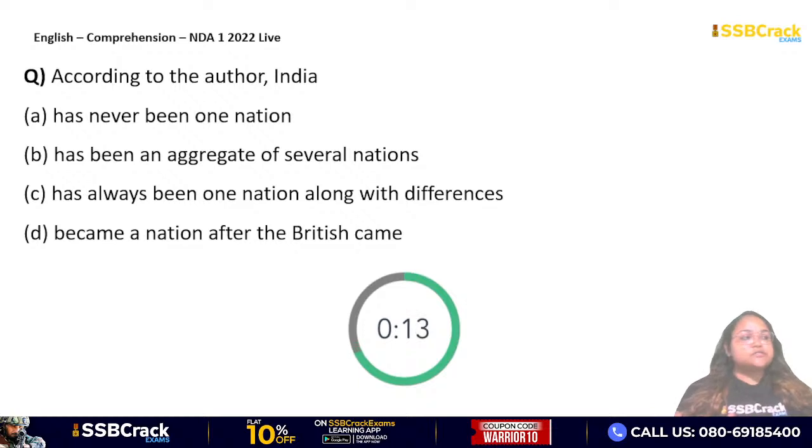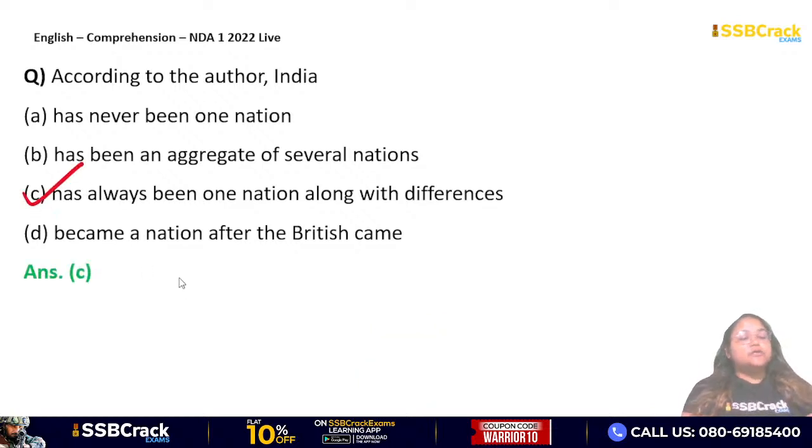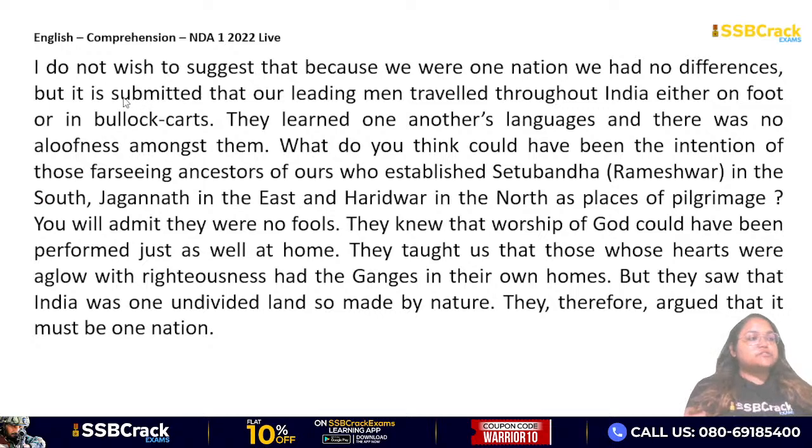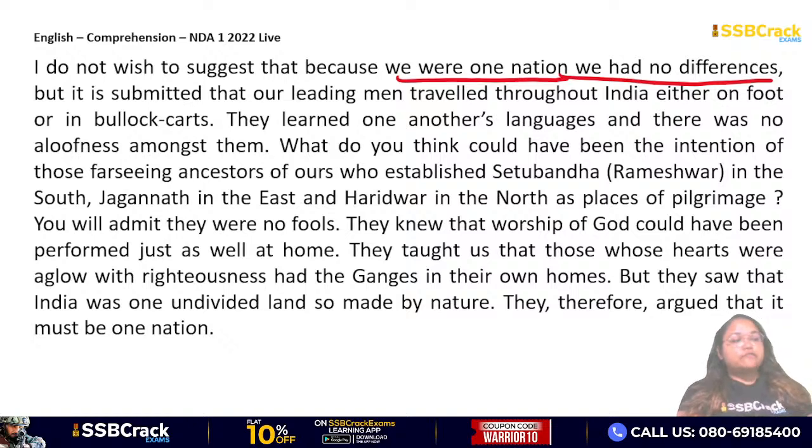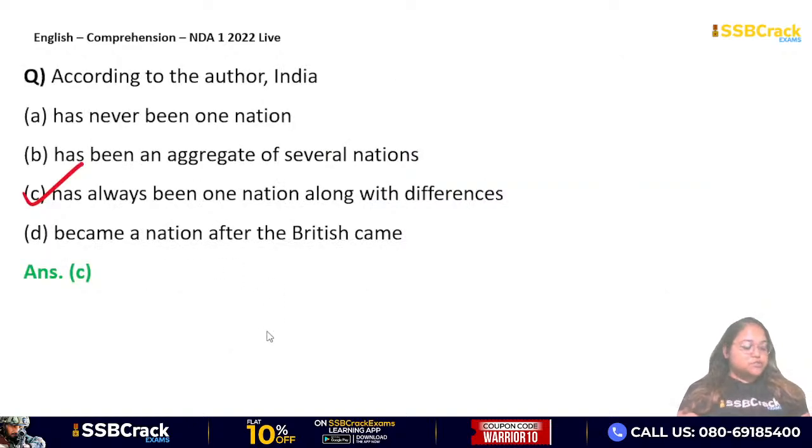क्या होगा आंसर इसका? It will be option C. According to the author, India has always been one nation along with differences. यानी कि यहाँ पे फर्स्ट सेंटेंस में देखो क्या लिख रहा है, we were one nation, but it is not that we had no differences. That means what the author wanted to say is that we were always been one nation along with differences. So therefore, option C will be your correct answer.